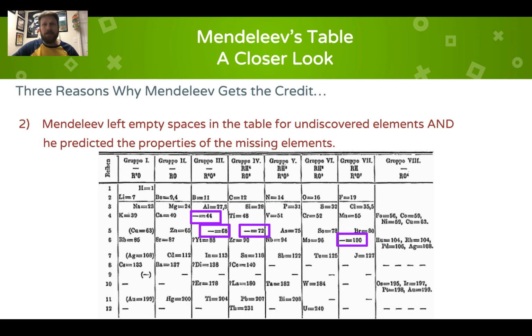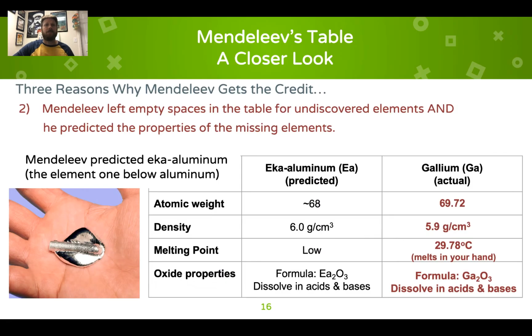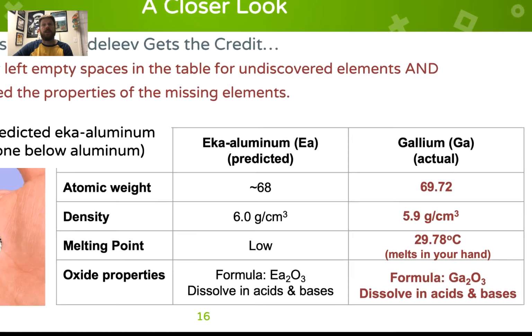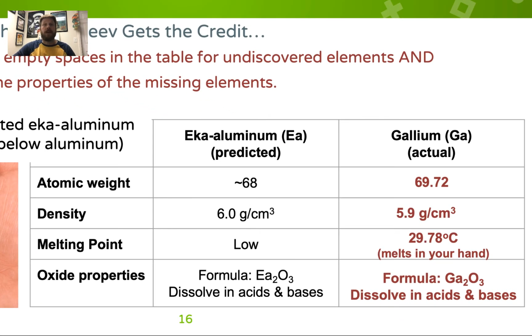Secondly, Mendeleev left spaces in his table for elements that had yet to be discovered. And then he predicted the properties of these undiscovered elements. For example, he correctly predicted the physical and chemical properties of gallium, or as he called it, Eka aluminum, meaning the element one below aluminum on the table. This table compares Mendeleev's predicted properties to the actual properties. You can see just how spot on he was with his predictions.